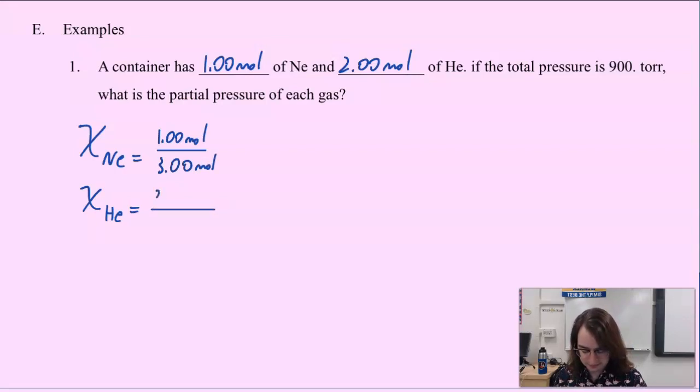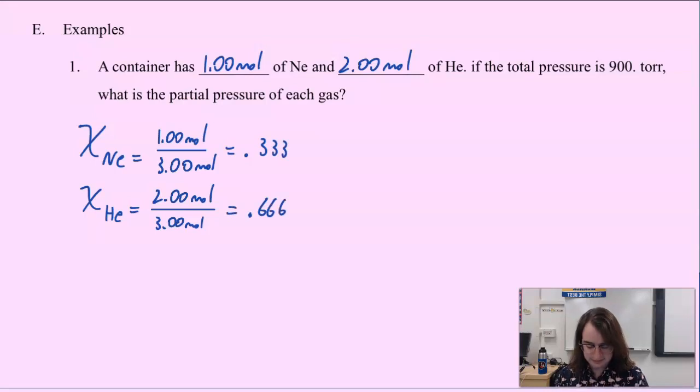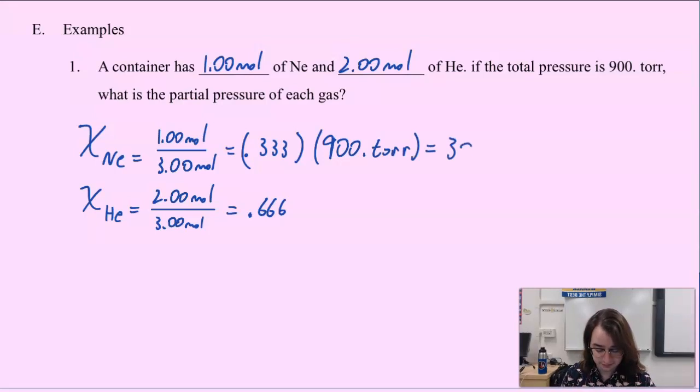Same thing for helium. If we have 2 moles of helium, and then we have 3 moles total, we just divide these numbers, and we get 0.33 for one mole fraction and 0.66 for the other. So in order for us to find the partial pressure of each, we would just multiply these values by the total pressure that's given in the problem, 900 torr. And we would end up with 300 torr for this one.